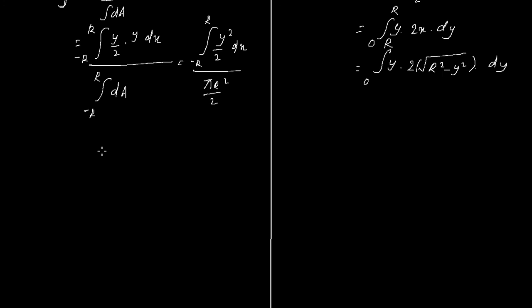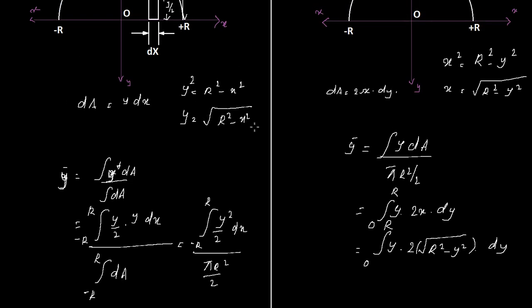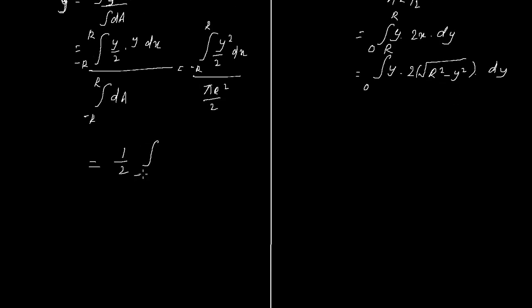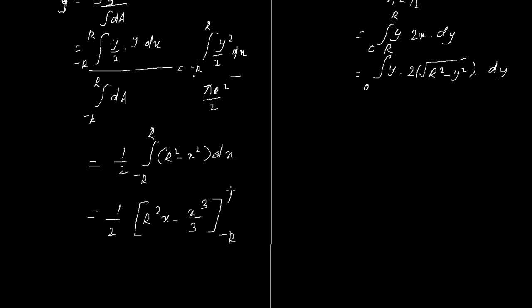So that will give you 1 by 2. You know y is root of r squared minus x squared, so y squared will be r squared minus x squared dx, integrated from minus r to plus r, and that will give you 1 by 2 into r squared x minus x cube by 3 within limits minus r to plus r.